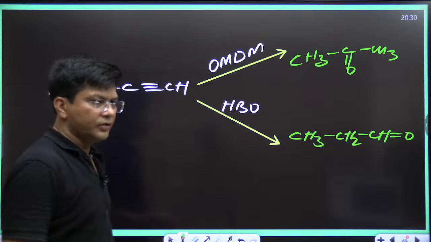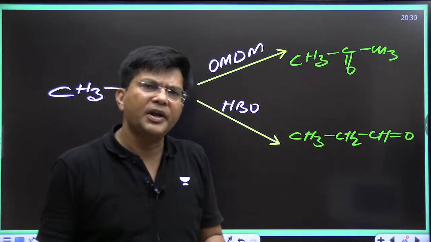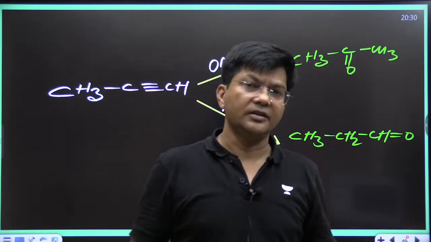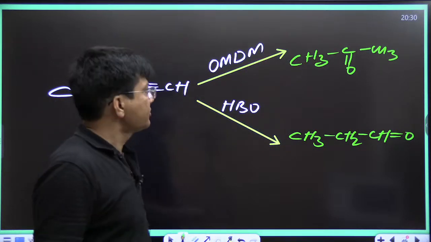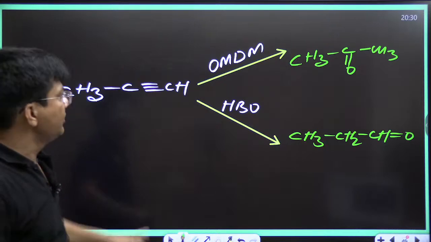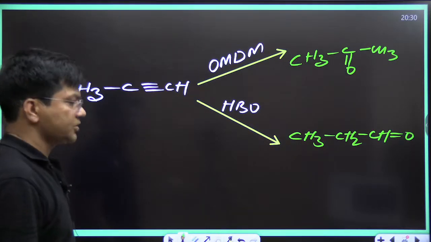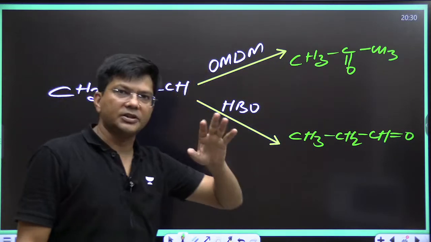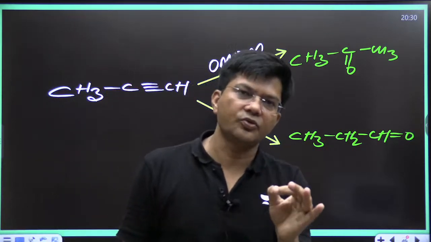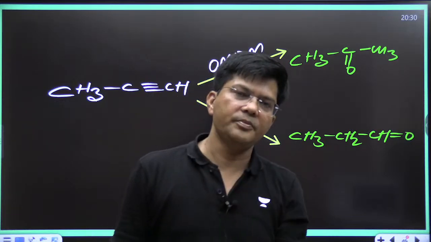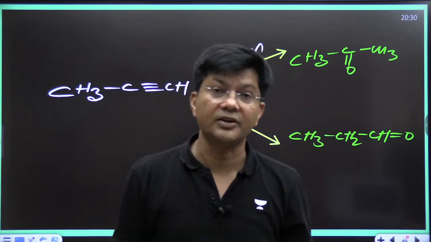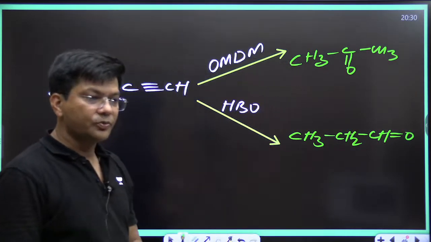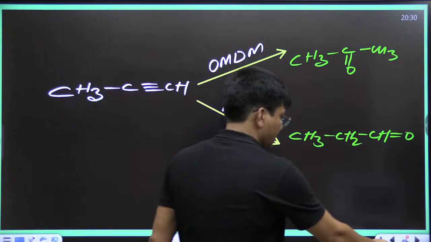Now we can also say that in OM-DM reaction we will always get ketone except acetylene. If we just leave the case of acetylene, we will always get ketone in OM-DM reaction. Just acetylene is going to give you aldehyde in OM-DM reaction. Otherwise, we will always get what? Ketone.